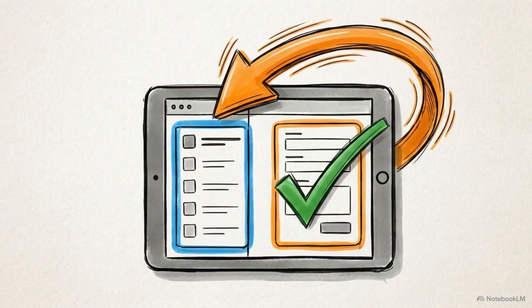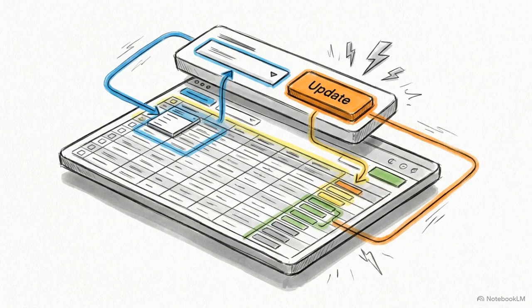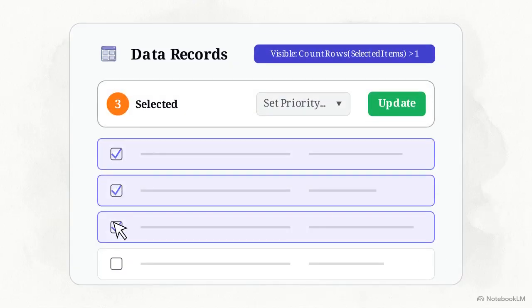With the form dialed in, let's enable bulk actions. Select your modern table control and toggle the Enable Multi-Select property. Above the table, insert a layout container holding a priority dropdown and an update button. Set the container to only appear when the count of selected items is greater than 1.